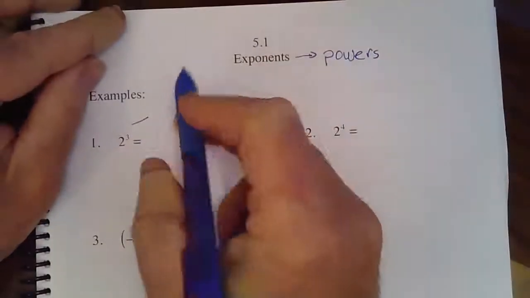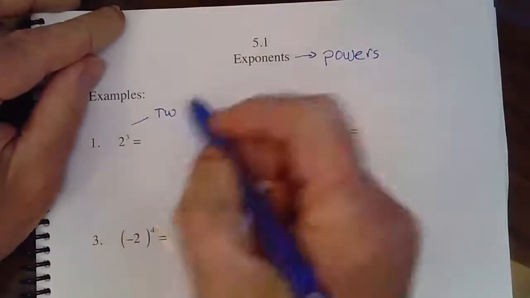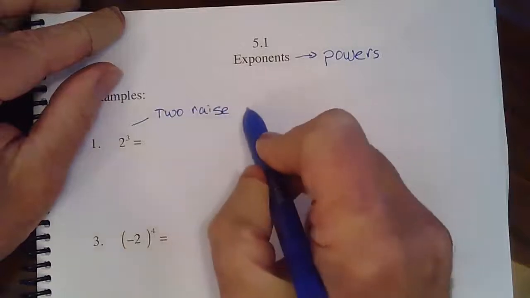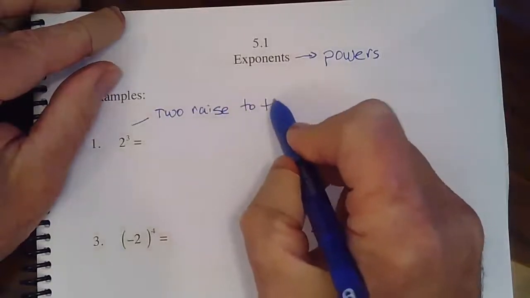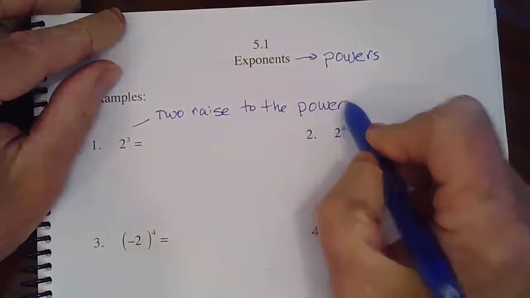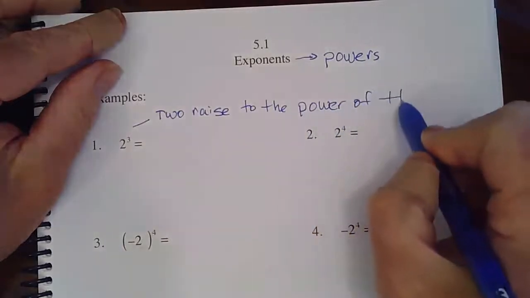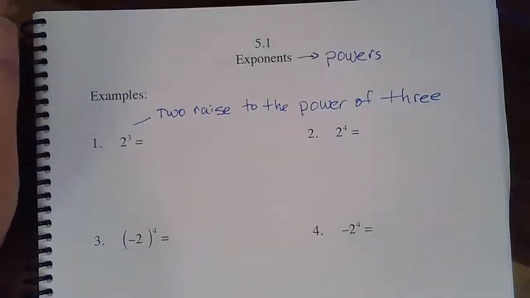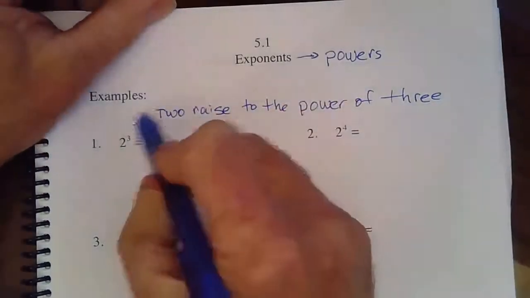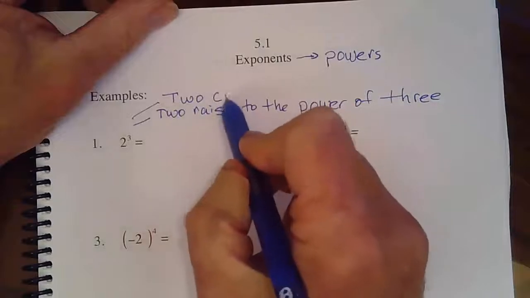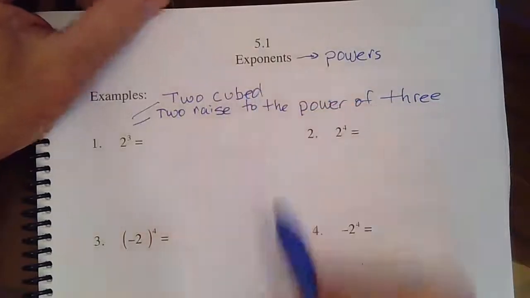A number of you may just know how to speak this. Meaning, how do you say it? You might say 2 raised to the power of 3, or sometimes we might just say 2 cubed.